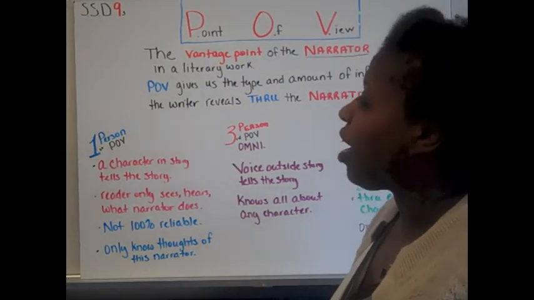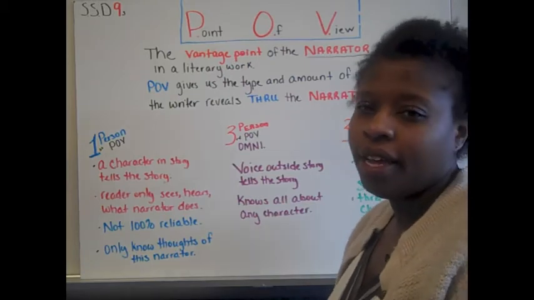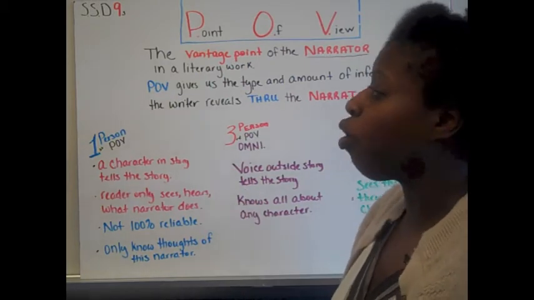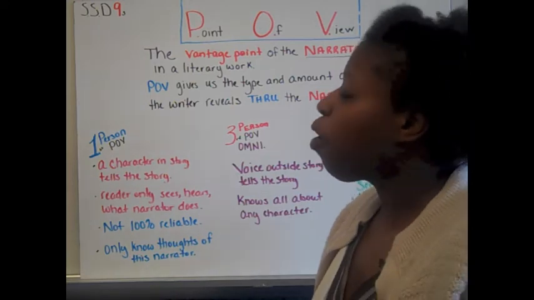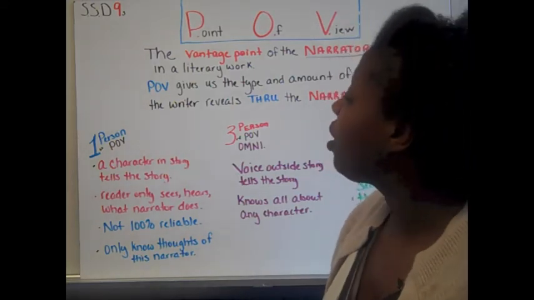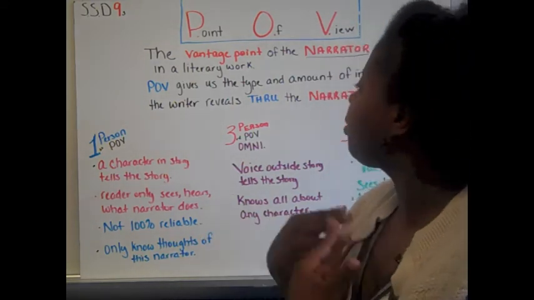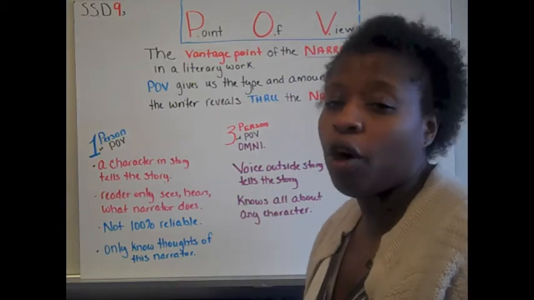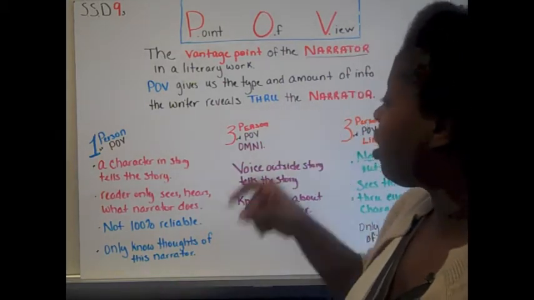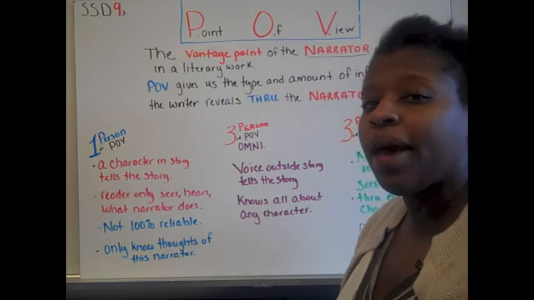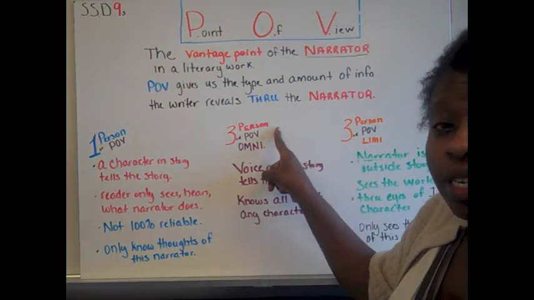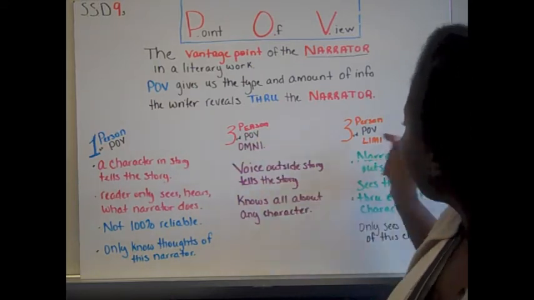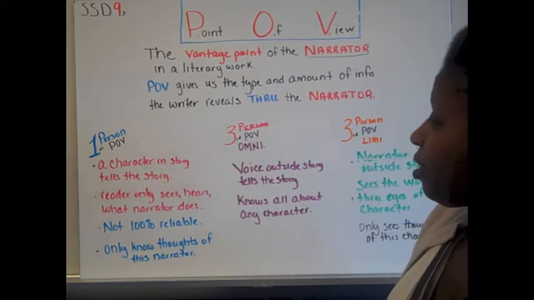The third device is point of view. This is the vantage point or the viewpoint of the narrator in a literary work. Point of view, or POV for short, gives us, the readers, the type and amount of info the writer reveals through the narrator. Now, there are 3 main types of point of view writing. First person, third person omniscient, and third person limited.